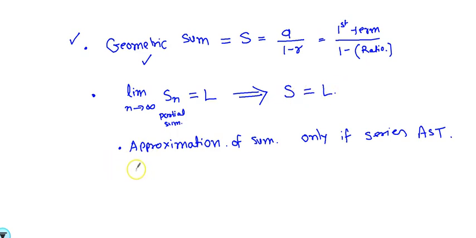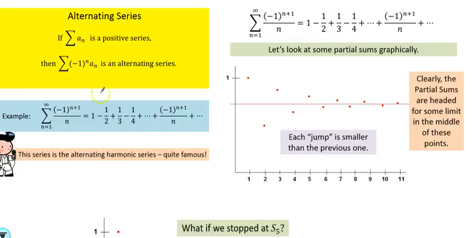Now, many times we can approximate the sum. The only series where we can approximate the sum is an alternating series. So let's take a look at the alternating series. What is an alternating series and why can we approximate the sum? Quick review: an alternating series has an alternator, (-1)^n a_n.